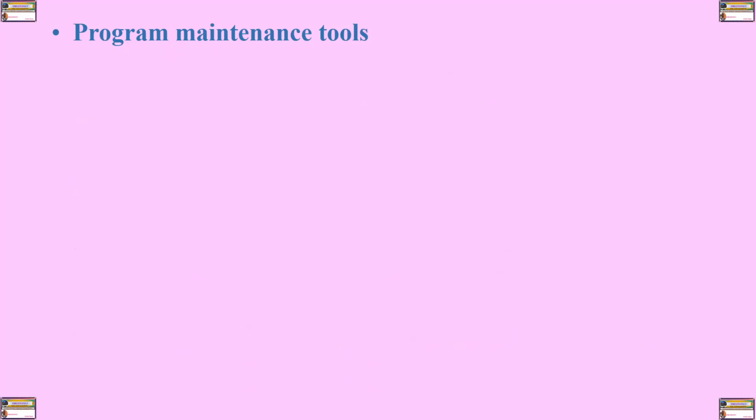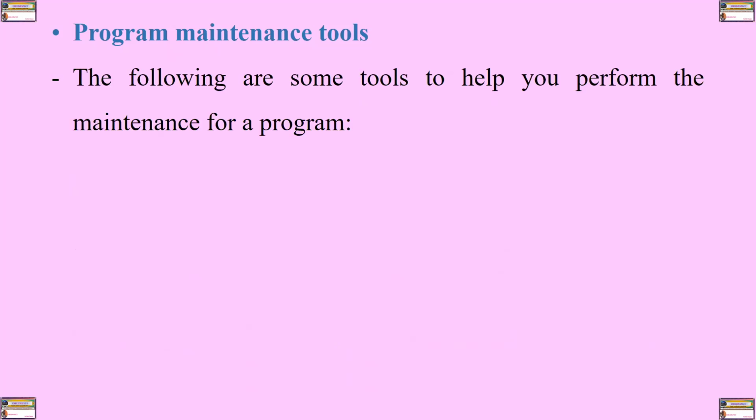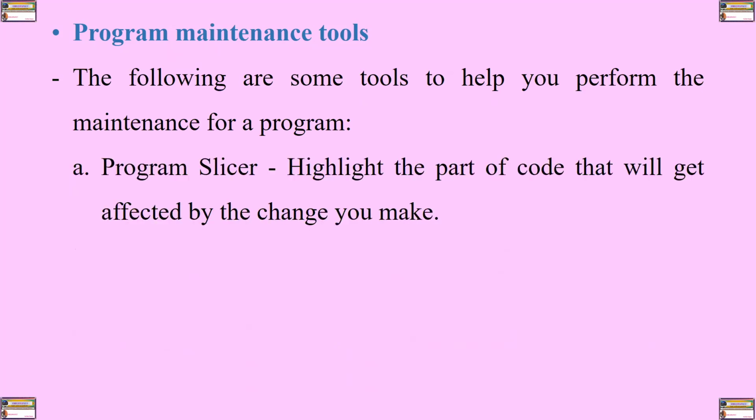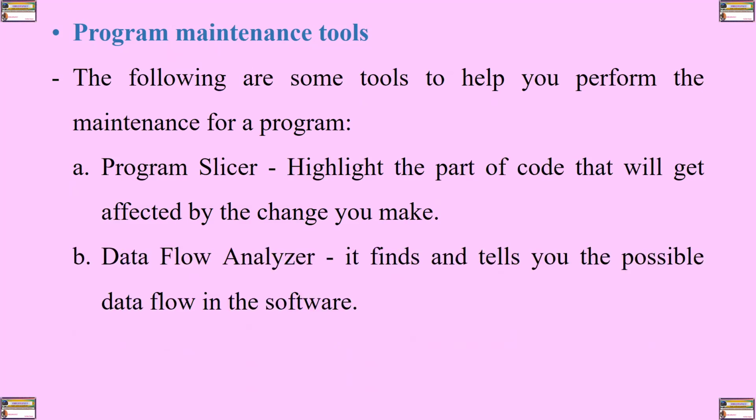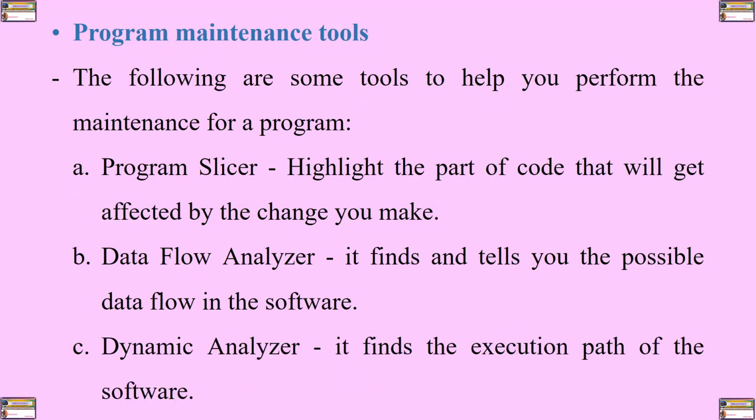So which are the program maintenance tools that we require so that we can be able to perform maintenance for a program? The first one is called the program slicer. It highlights the part of code that will get affected by the change that you make. Number two is data flow analyzer. It defines and tells you the possible data flow in the software.